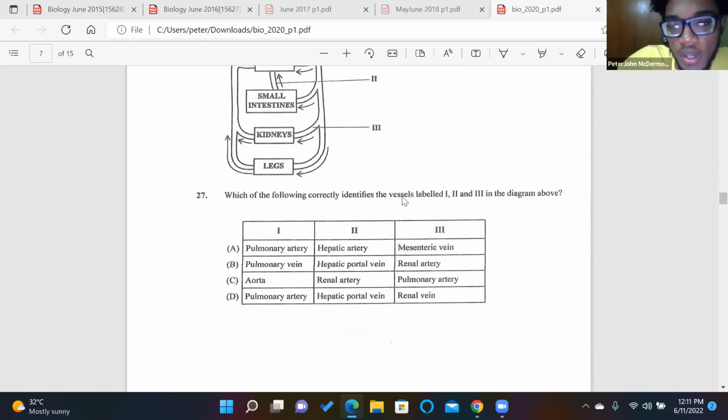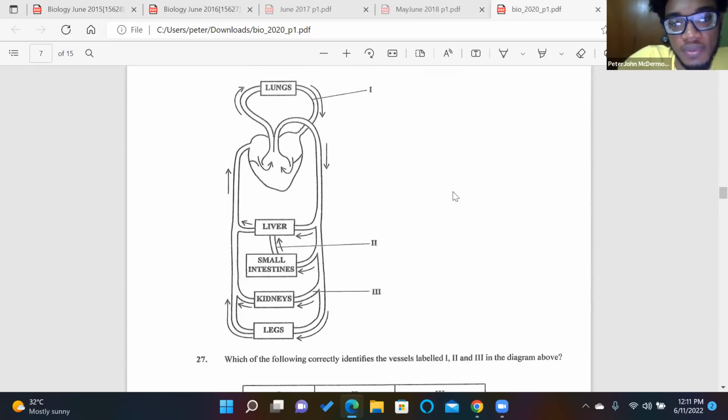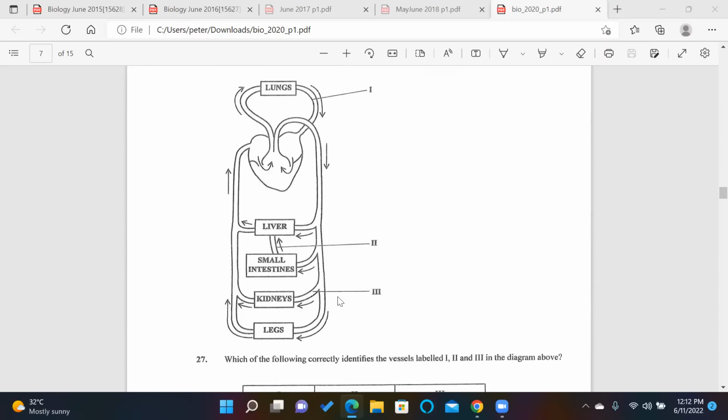Let's look at this. Which of the following correctly identifies the vessels labeled 1, 2, and 3 in the diagram above? This is something you guys have to know. Do you guys have to know this? Tell me if you have to know this. Yes, sir. All right, so what's 1, 2, and 3?